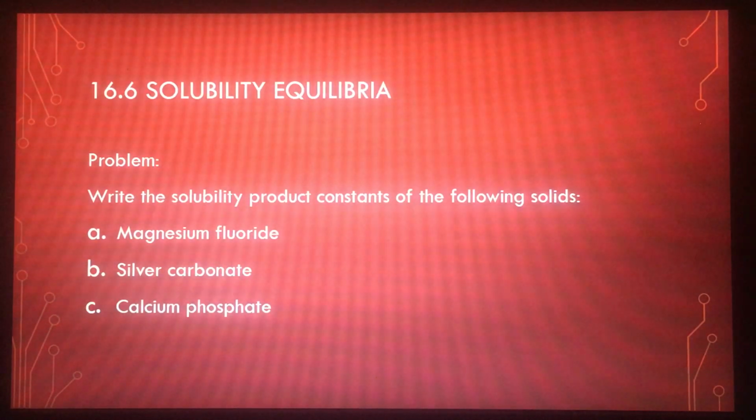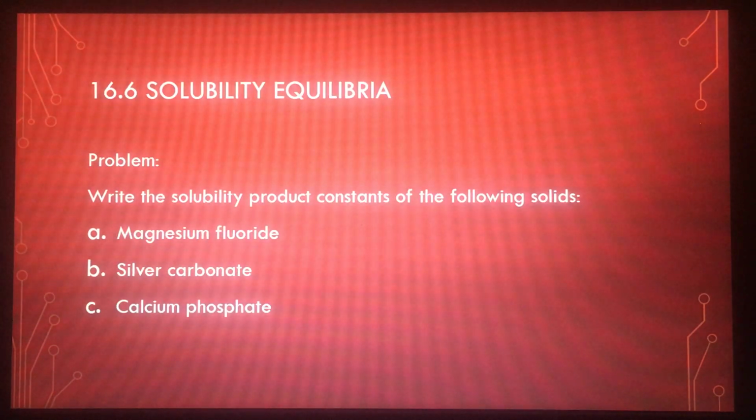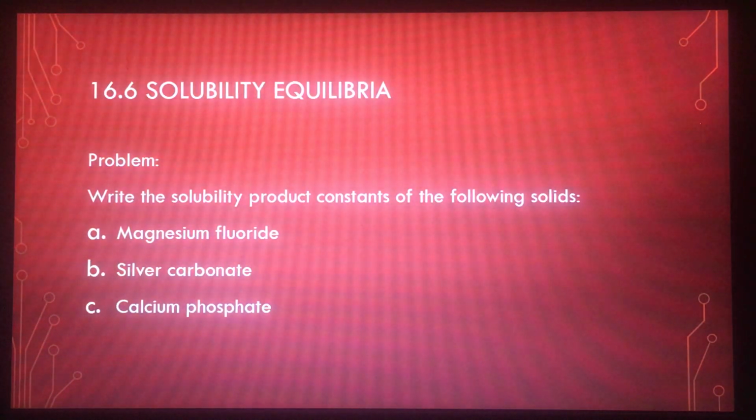Okay, let's have a problem in writing again KSPs or KEQs. Please write the solubility product constants of the following solids. Again, pause this video and then write the KSPs, and then let's check later if you have correct answers.